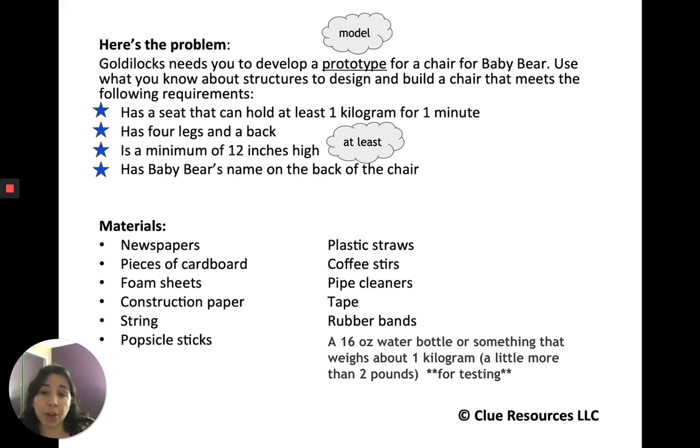Some ideas include newspapers, pieces of cardboard, foam sheets, construction paper, string, popsicle sticks, plastic straws, coffee stirrers, pipe cleaners, tape, rubber bands. You could even use paper towel tubes or anything from your recycling bin to make Baby Bear's chair. One thing you will definitely need is a 16-ounce water bottle or something that weighs about 1 kilogram. That's a little more than 2 pounds. You'll need that to test your chair to make sure that it holds the weight.